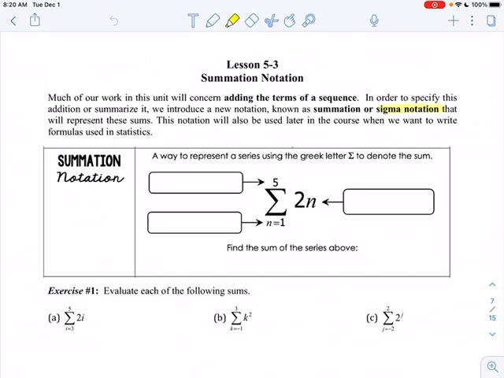So sigma notation or summation. My symbol is this funky looking E right here. It is a button in your calculator. Let's go through what each of these numbers is. The number on top is going to be the last term. The number on the bottom is going to be your first term. And this 2n is basically my formula for the sequence.